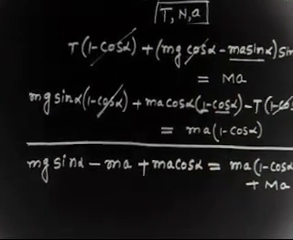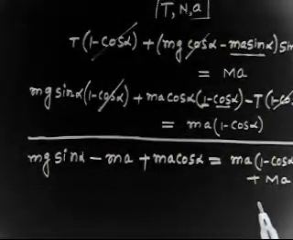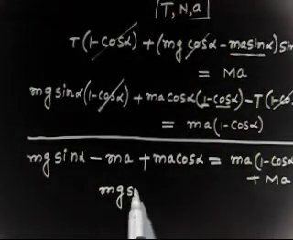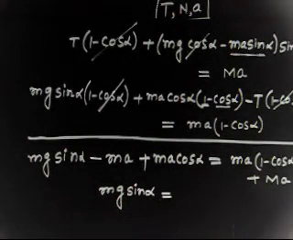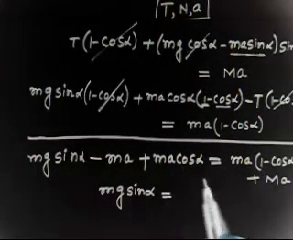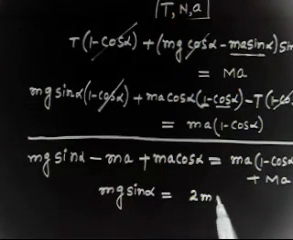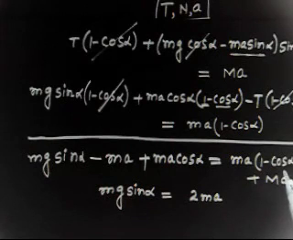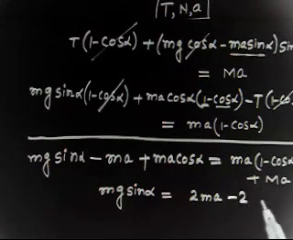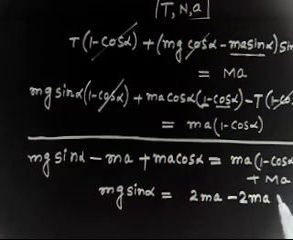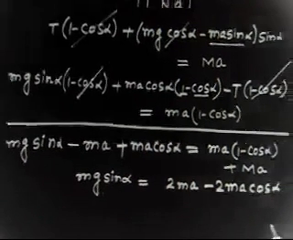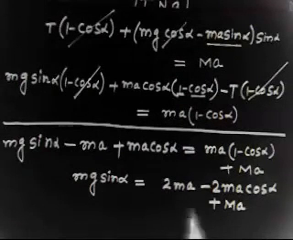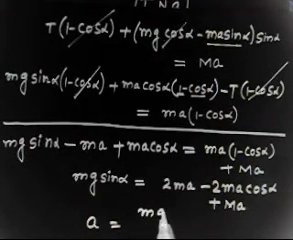Now see, can I still cancel some more terms? So let us take all these a this side. So we will have mg sin alpha, now this ma plus ma, so we will have 2ma. This ma cos alpha, this side ma cos alpha, so we will have minus 2ma cos alpha, plus ma. So if you take a common and then divide by this side, you will have mg sin alpha.